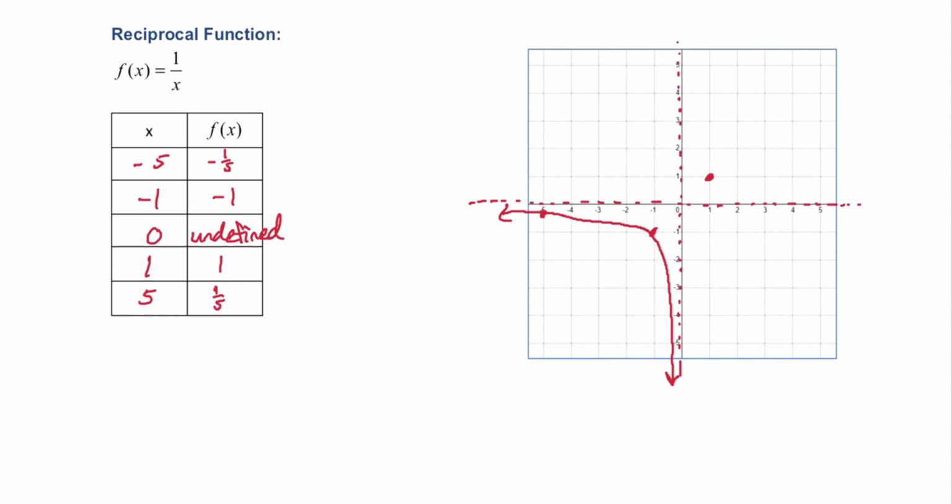We also can plot 5, 1/5. And this curve again is approaching those asymptotes but not actually touching them. So here we have a very rough sketch of the reciprocal function, and we'll talk more about asymptotes in Chapter 5.